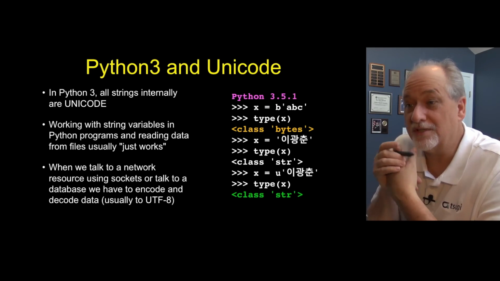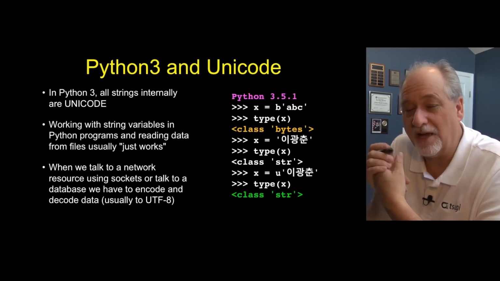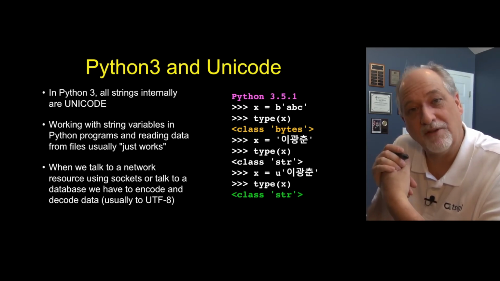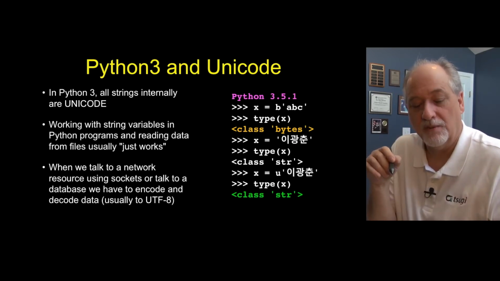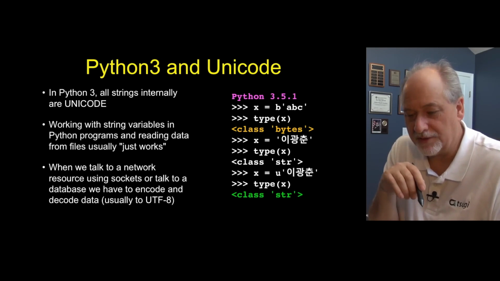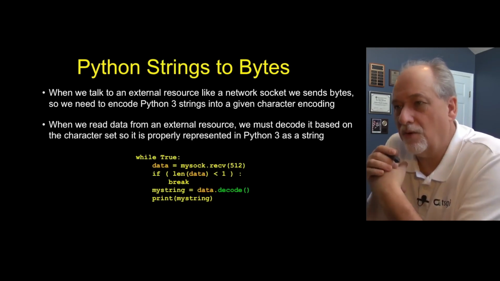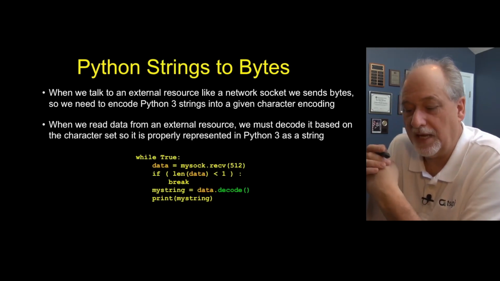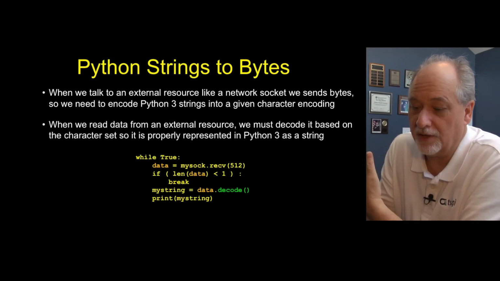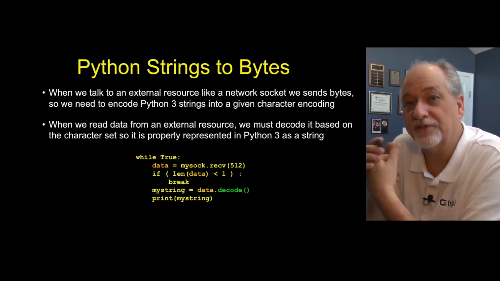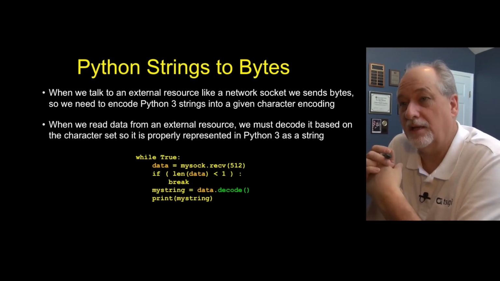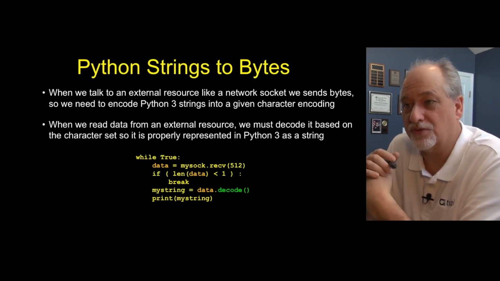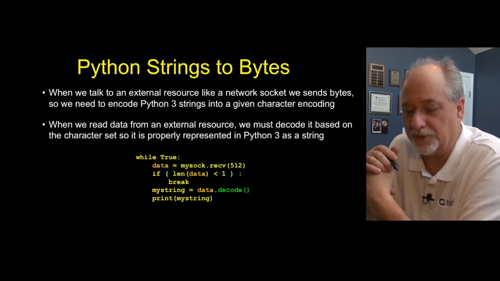Now, the good news is 98% of the time, or 95% of the time, it's UTF-8, which might also include ASCII, and so it's quite nice. But we have to be aware of this. If we are going to take data that comes off of the network in bytes, then we have to make sure that we interpret or decode it in the right way, so that internally the strings, which are Unicode, are properly represented.